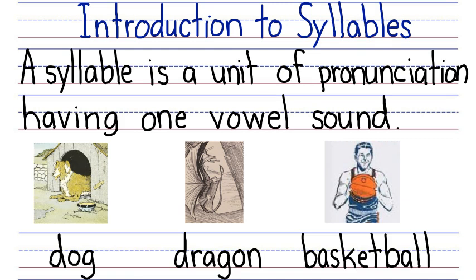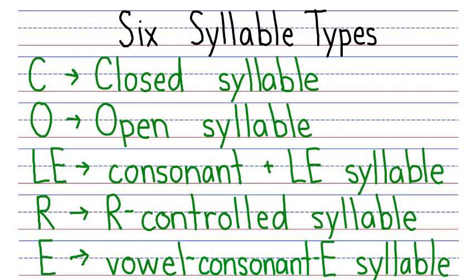Sounds make up syllables, syllables make up words, and words make up sentences, which allow us all to communicate with one another. In the next 7 lessons here at Story Hour Academy, you can learn to read words more easily by recognizing 6 different types of syllables.